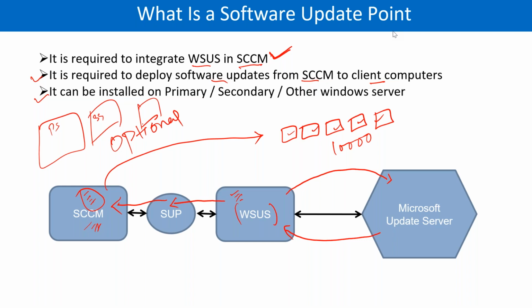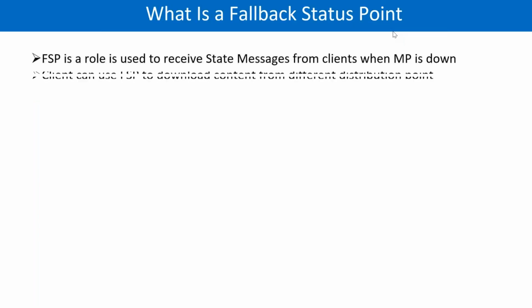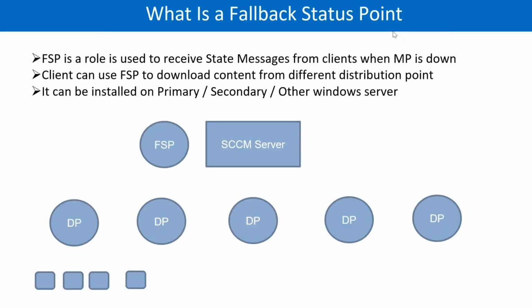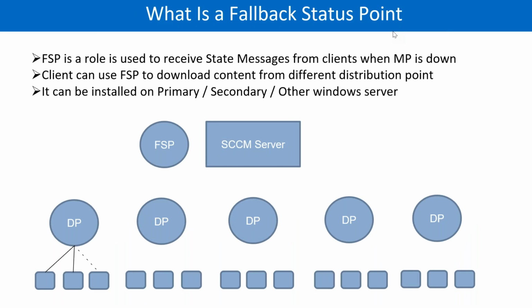But in companies, in production environment, I will show you the architecture, which is the recommended architecture for companies. Okay, so that is the software update point, guys, for patch deployment, for updates deployment to our internal computers. Then we have, this is not mandatory. Let me skip this one.